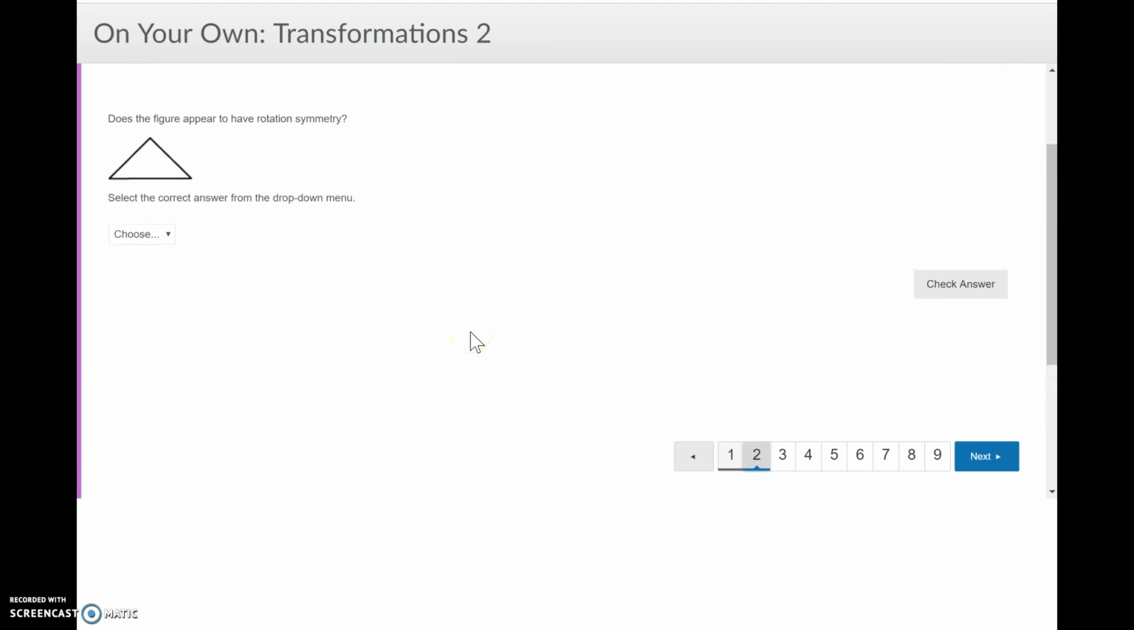Alright, does this figure appear to have rotational symmetry? Well, this looks like an isosceles triangle where only these two sides are equal, not this one. So that would not have rotational symmetry. So let's try that.